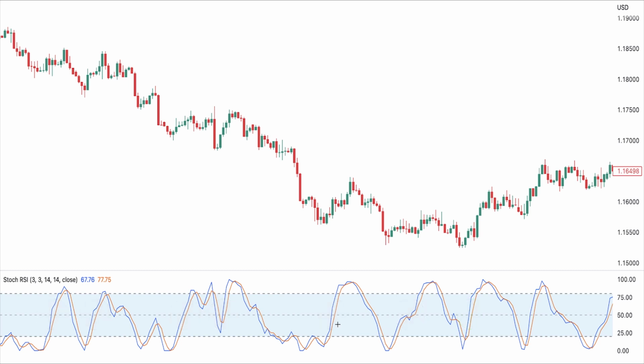A good strategy to filter the false signals is taking only the signals that are in the direction of the market. We can add a moving average to our chart for showing us the direction of the market, and after identifying the direction, we only take the signals that are in the direction of the market.